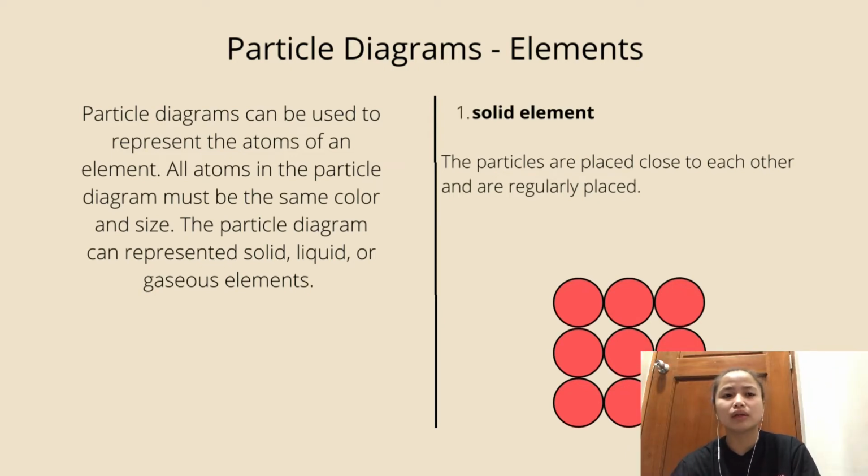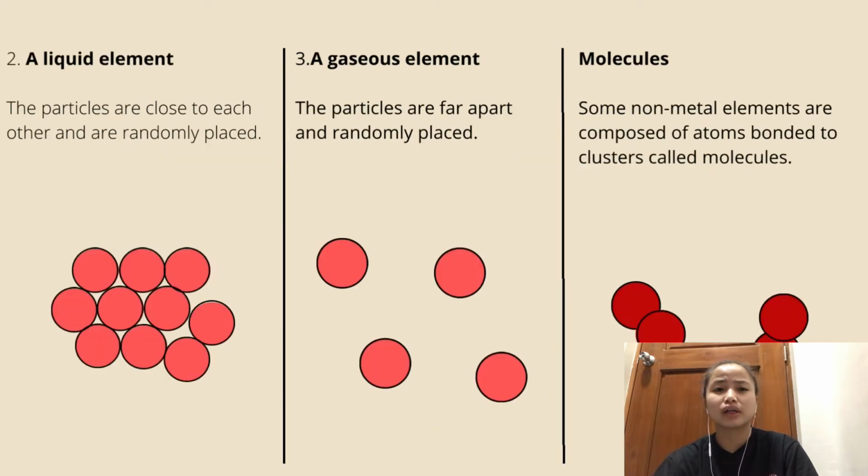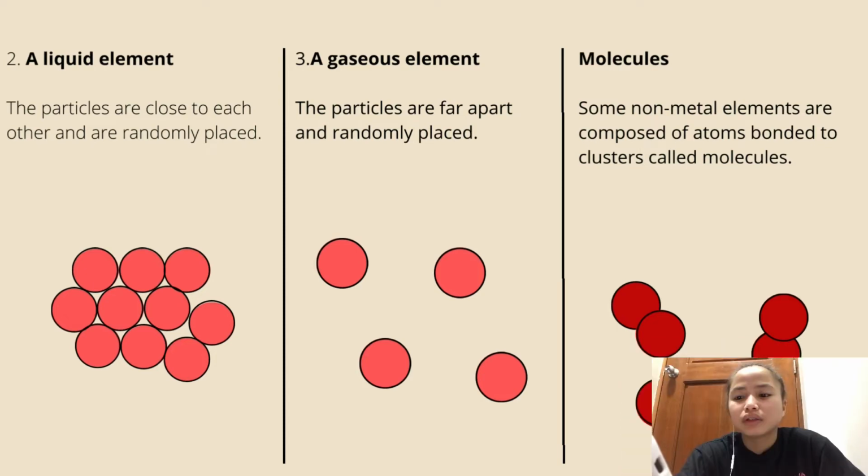In a solid element, the particles are close together and arranged in a regular way. Second is a liquid element. In a liquid element, the particles are close together and arranged in a random way. Lastly is a gaseous element. In a gaseous element, the particles are far apart and randomly placed. Molecules: some non-metal elements are composed of atoms bonded in clusters called molecules.